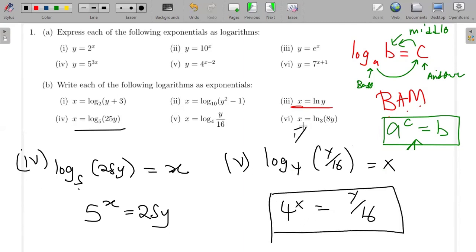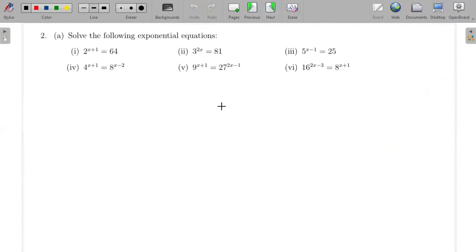So I can leave this one here for your practice. So you try it out. Okay, and then if you have any difficulties, please feel free to contact me. All right, so we are basically done with question 1. Let's look at some questions from question 2.